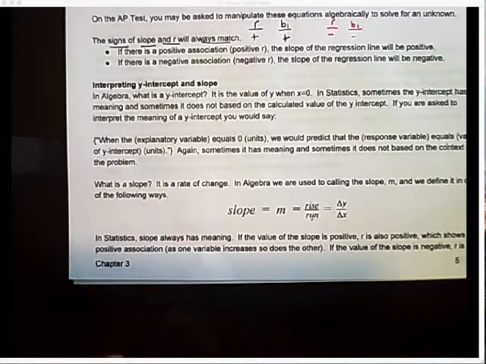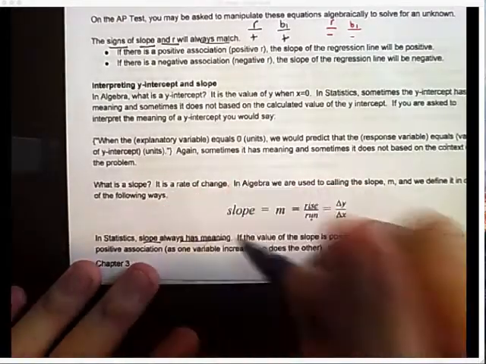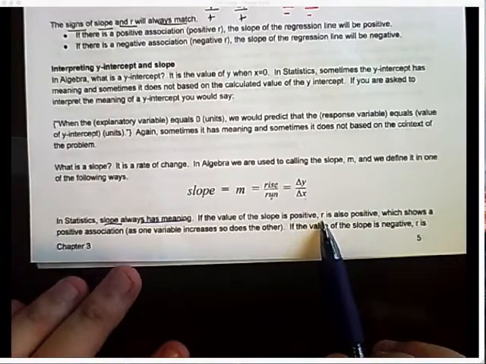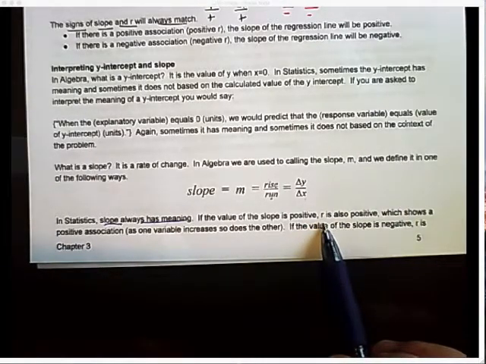Whenever we have a regression line, this slope always has a meaning. All right. We already said that if the slope's positive, R is positive, and vice versa.